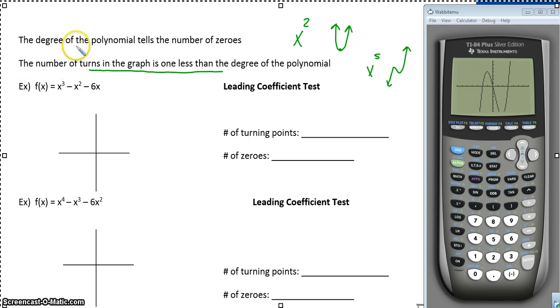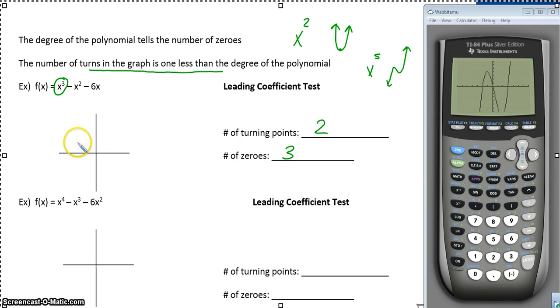So keep those in mind when you are making your graph, that the degree of the polynomial will tell us the number of zeros. So when it's an x squared, it should have 2 zeros. When it's an x to the 3rd, it should have 3 zeros. And the number of turns is 1 less than the degree. So if it's an x to the 3rd graph, that's what you pay attention to first, the leading coefficient test will tell us that the number of turns should be 2, which is 1 less than 3, and the number of zeros would be 3.